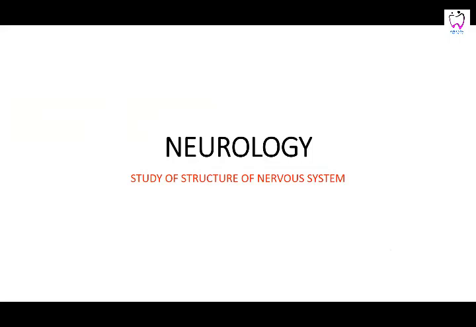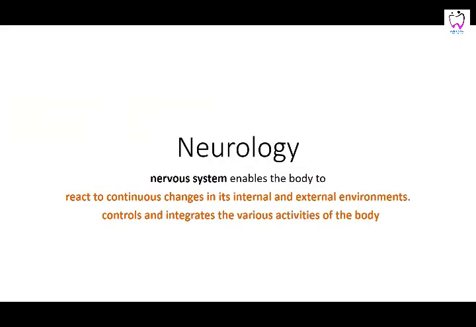So now we're going to talk about the last topic of general anatomy, that is neurology. What is neurology exactly? Neurology is the study of the structure of the nervous system. That is what we label as neurology.